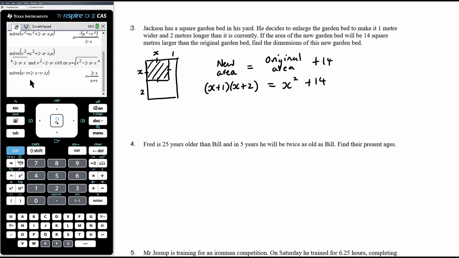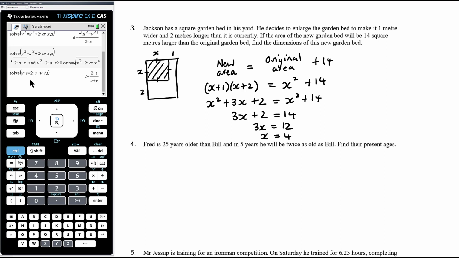So there's my equation. Let's expand out the brackets on the left-hand side. x times x is x squared, x times 2 is 2x, but I'm not going to write that down because I know it's going to collect together with the next term. So I've got 2x plus 1 times x, which is 1x, so 2x plus 1x is 3x, and then 1 times 2 is 2, equals x squared plus 14. Let's subtract x squared from both sides. We get 3x plus 2 equals 14. Let's take away 2 from both sides, so 3x equals 12, and x equals 4.